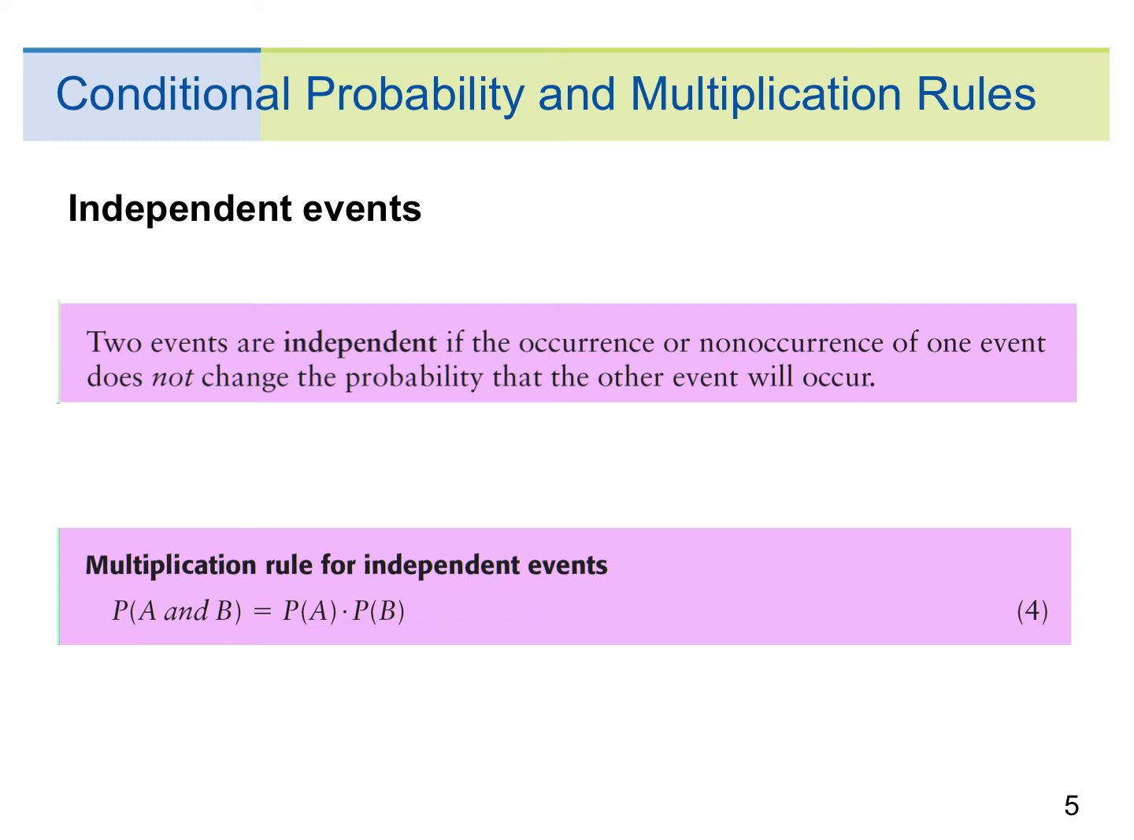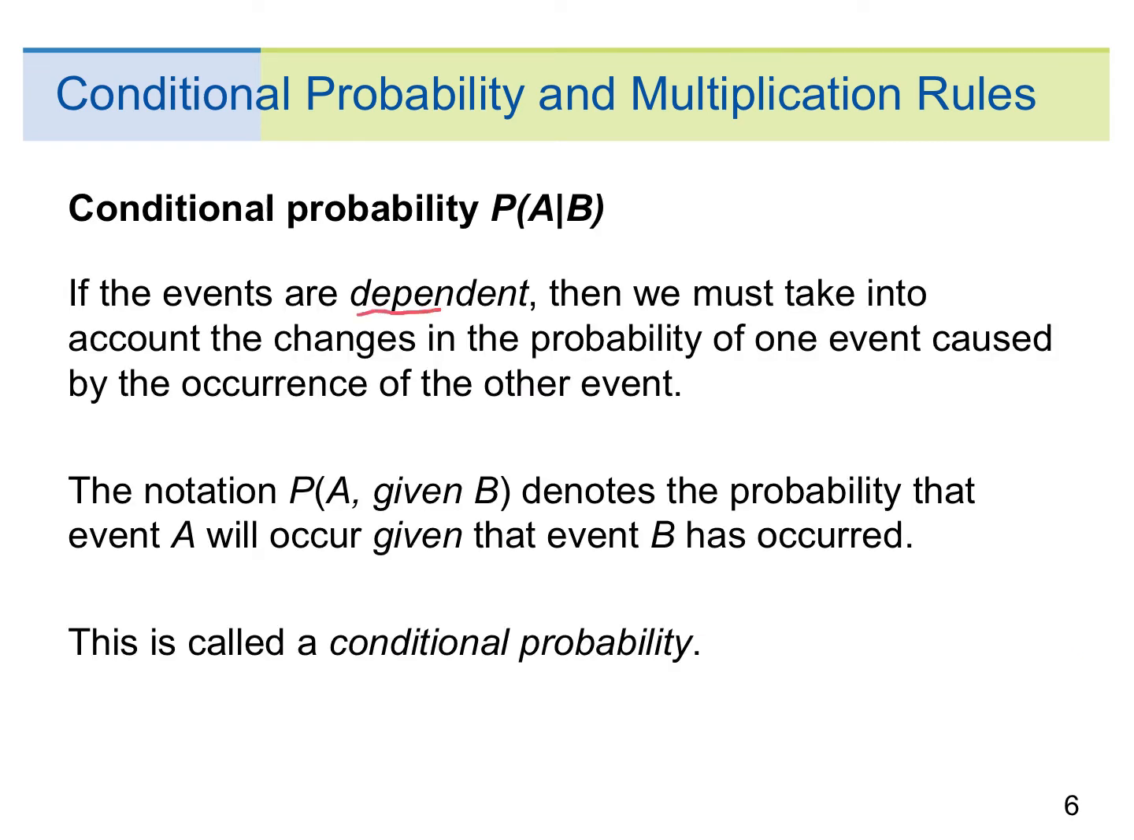Two events are independent if the occurrence or non-occurrence of one event does not change the probability that the other event will occur. The multiplication principle is the probability of A and B is equal to the probability of A times the probability of B. Well, if the events are dependent, remember I like the word not independent, then we must take into account the changes in the probability of one event caused by the occurrence of the other event. This is the notation A given B. It's called a conditional probability.